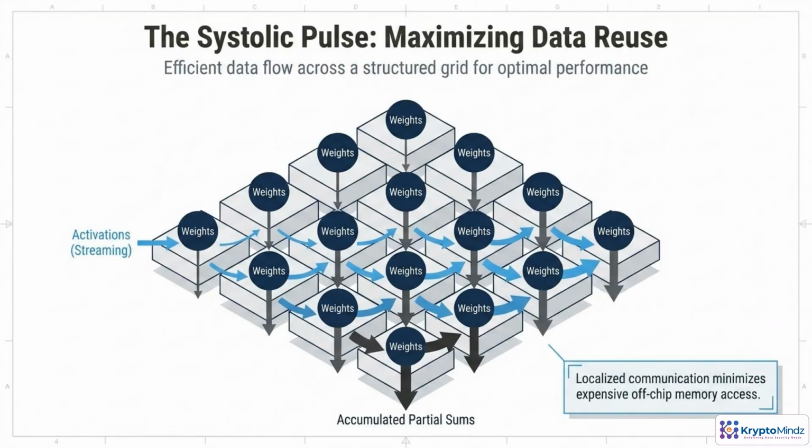Systolic arrays are like a heartbeat for matrix multiplication. Each tiny compute cell holds a weight, while activations stream through the grid. As values pass from neighbor to neighbor, each cell multiplies and accumulates partial sums, then forwards data along. The key idea is data reuse. A single weight or activation is used many times while it's on chip, instead of being reloaded from external memory. Because communication stays local, TPU-style designs can achieve very high throughput with much lower memory bandwidth pressure than a traditional GPU-style architecture.